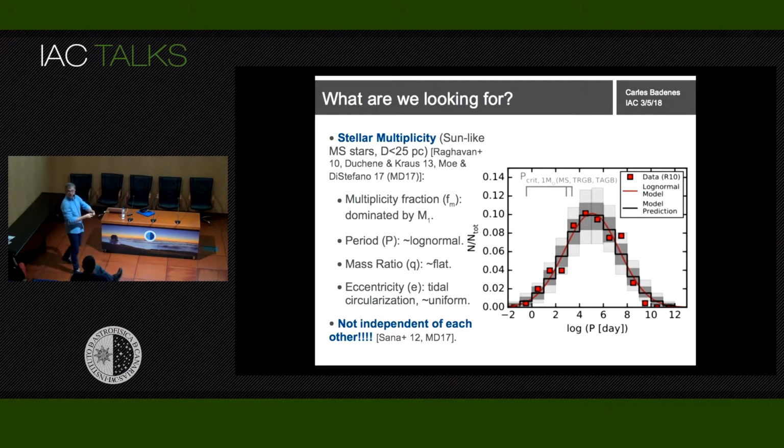And then you can have longer and longer periods. Longer and longer periods are more and more common. The most common periods are around log P of 5, 10 to the 5 days. And then the question you want to ask is which of these systems are going to interact? Which of them will have some kind of mass transfer between the components at some point in their evolution? And that is this range here. So we are interested in the short period tail of this distribution.